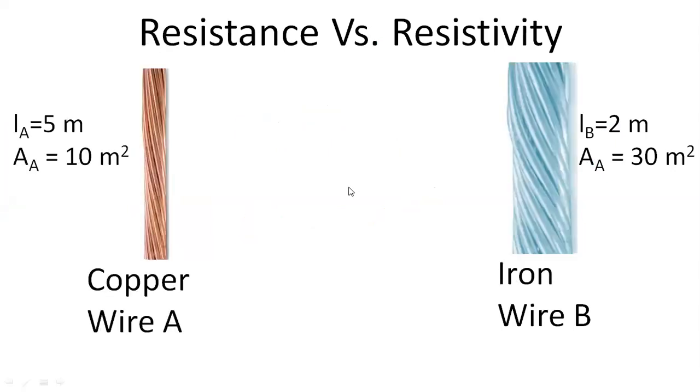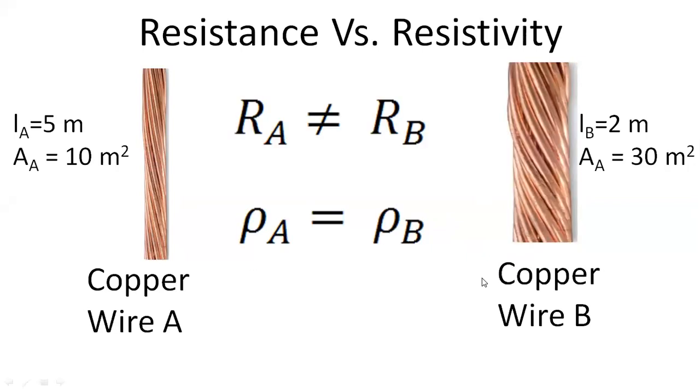Now we are going to change copper wire B with iron wire. I have replaced copper wire B with iron wire B. Now, resistance will be different by default, because both have different length and different areas. But what about resistivity? Resistivity doesn't depend on length and area, but it depends on material. Wire A is made of copper, wire B is made of iron, so resistivity will be different in this case. Initially it was the same because both were copper wires.